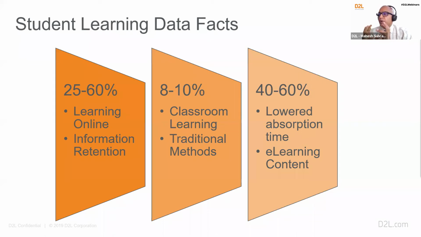Because of the way content is developed for the online medium, because e-learning content can be broken down into bite-sized chunks, right? What we call learning nuggets, there is a 40 to 60% lower absorption rate. That's a good thing at the end of the day. You're able to quickly go through content that would have taken a longer time in the traditional classroom.